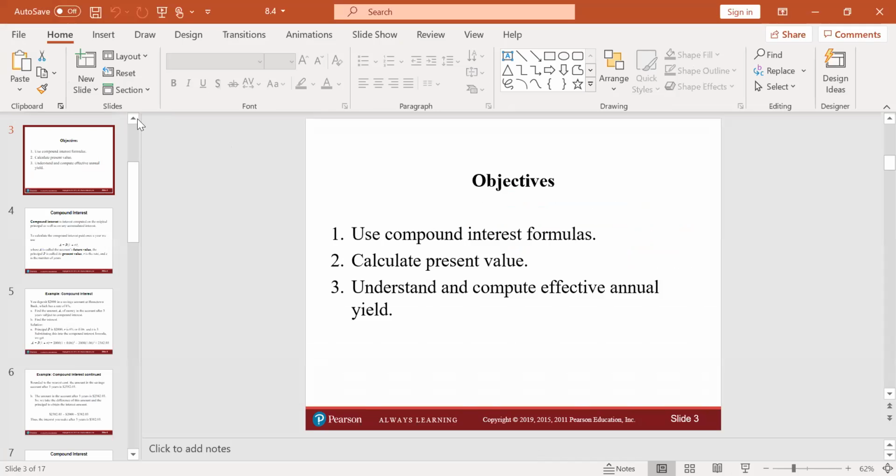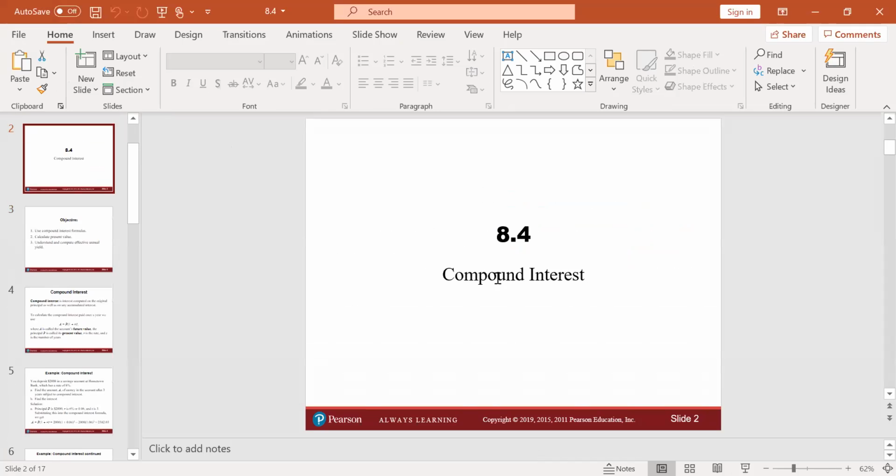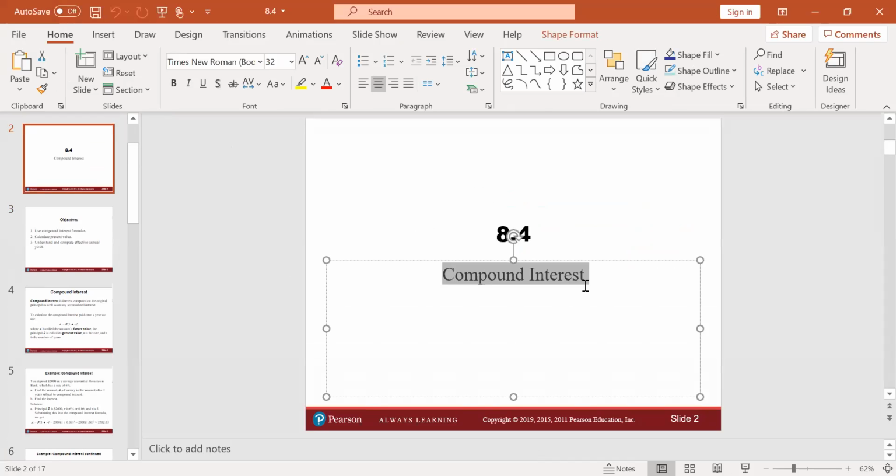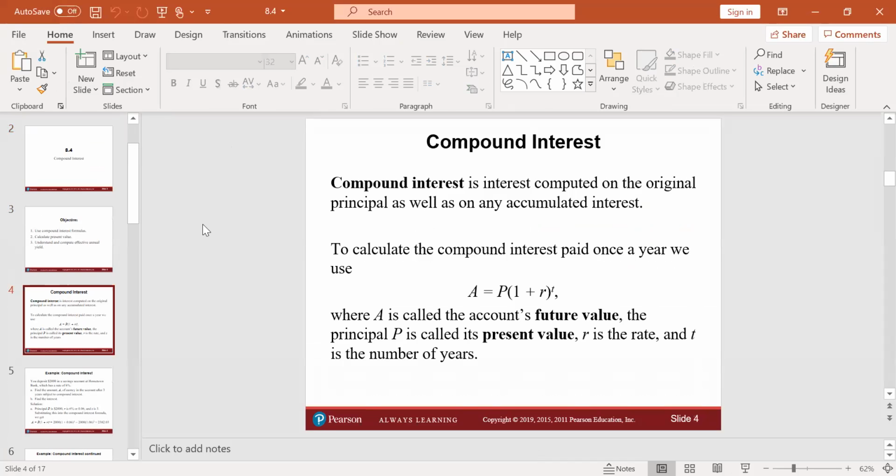So what's really going on here? We're talking about compound interest. Compound interest is interest computed on the original principal as well as any accumulated interest. So as an account earns more and more interest, the amount of interest that gets added onto it is going up. Simple interest, every year you put the same amount into the account in interest. That doesn't change. Here, compound interest is being updated because the account is being updated.